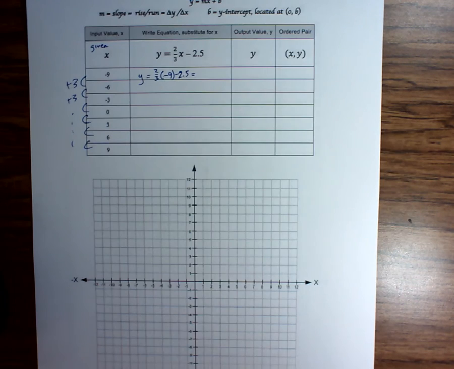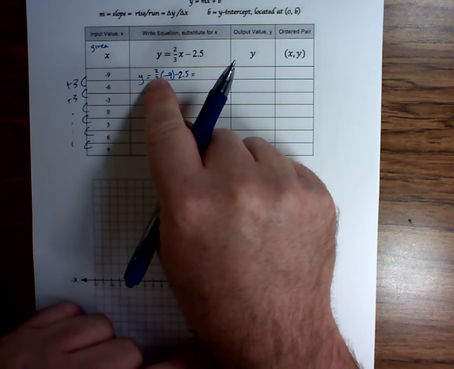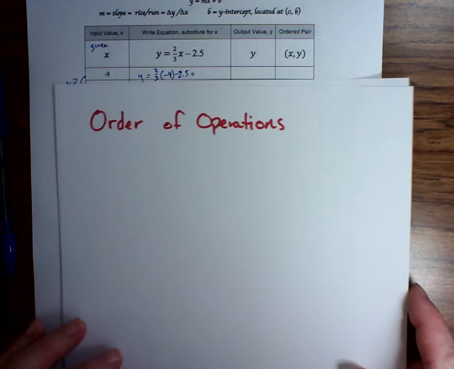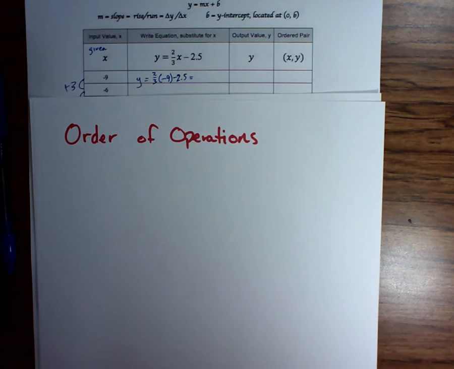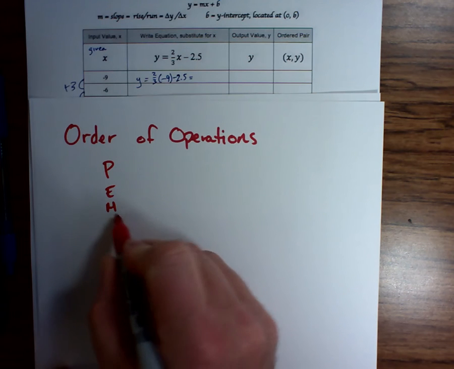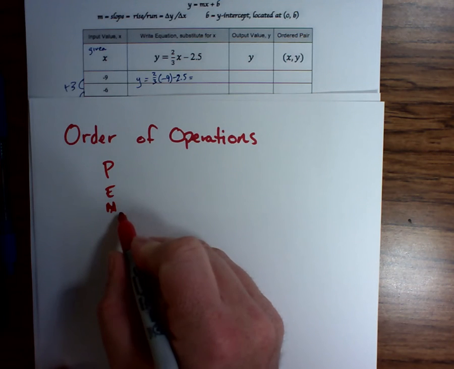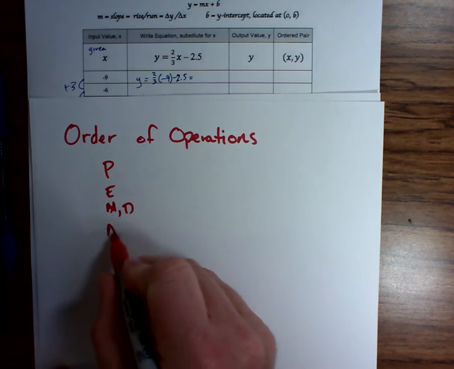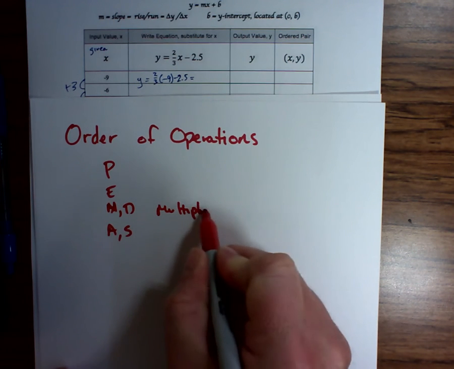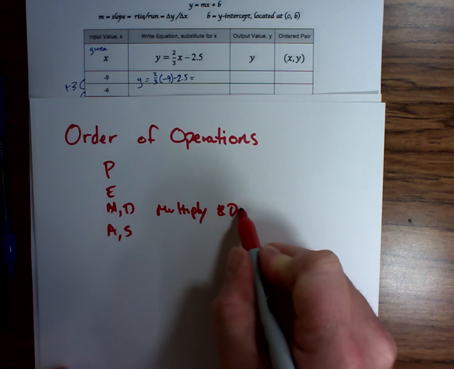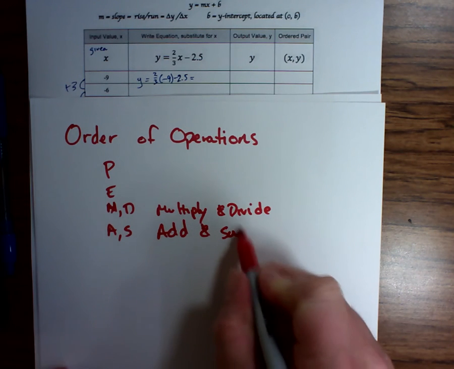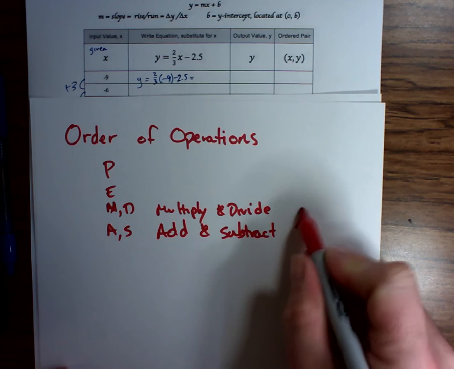Okay, well, I know that I want to multiply because I have to follow order of operations here. So what is order of operations? It tells me I have to do things in a certain order. Multiply and divide. Add and subtract is last. So multiply and divide is before add and subtract. And we work left to right.